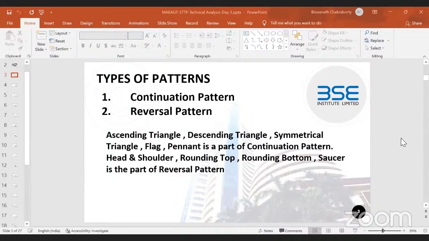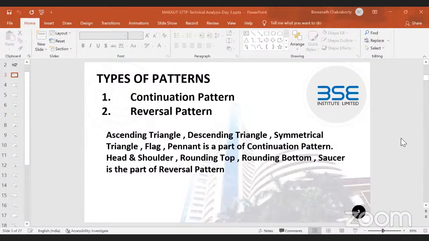So in patterns, we have two kinds of patterns. One is continuation, another is reversal. Continuation means what? A stock is in an uptrend. On the uptrend, this formation we have already noted. When the pattern is completed, again the stock price can go further upside. That is nothing but a continuation pattern in the upside. As well as in the downside, means what? The stock is creating lower tops and lower bottoms, gradually coming downside. Suddenly, there can be a pause in the price fall and a pattern is created. Once the pattern is over, again the stock price starts falling. That is basically what the continuation pattern stands for.